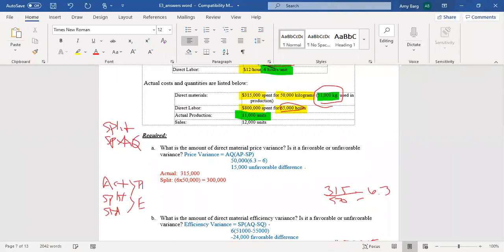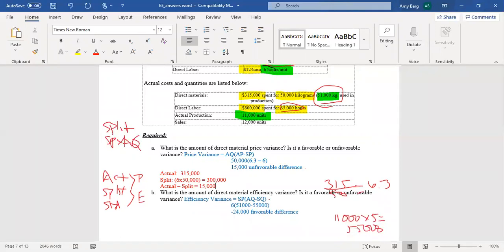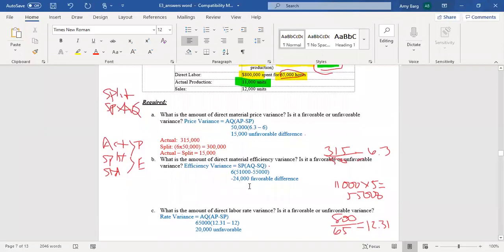So then you can just take the actual minus the split, and you get a difference of $15,000. And it's still positive, and it's still an unfavorable difference. Just a different way of getting to the same answer. And we can do the same thing down here.